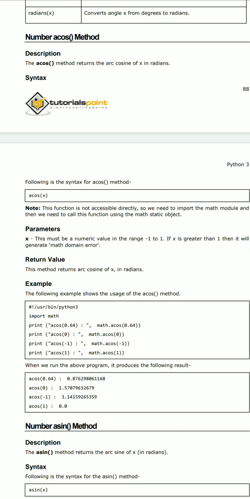Here it returns the values. Here x is the numeric value, in the range of -1 to 1. So here we can get the value. Suppose if I want to use this in a program, suppose I want to calculate acos of 0.64, the value would be 0.876, and acos of 0 the value would be 1.5. So like this you can return the values.